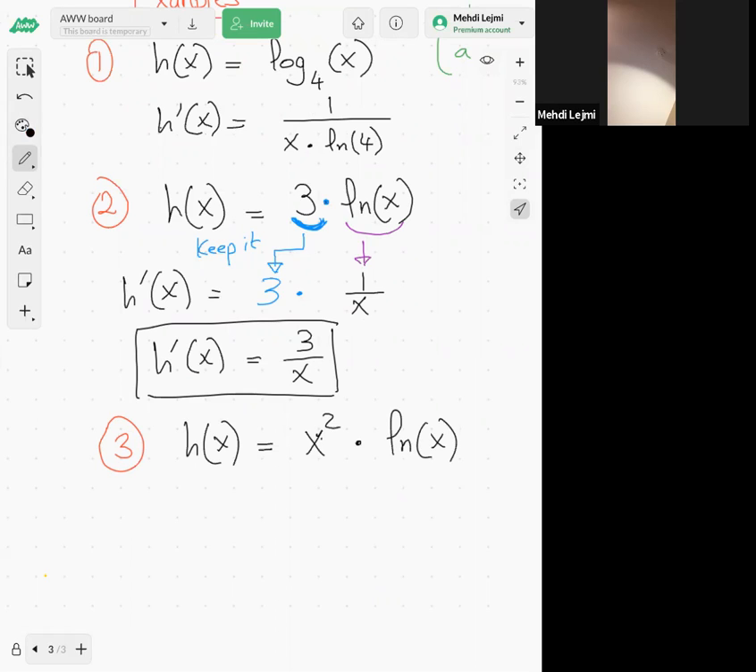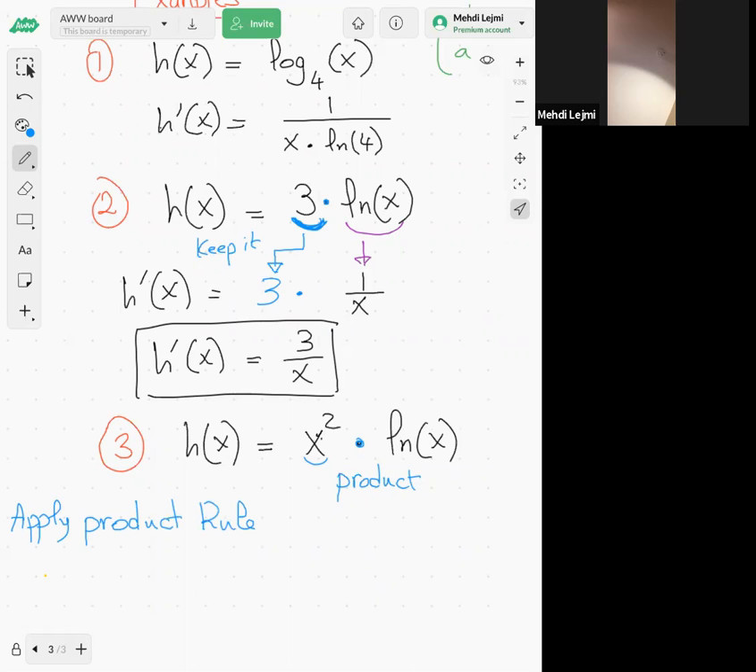Okay, so now we have a product, but the first function is not a constant, right? The first function is x squared. So this is a product, and the first function is not a constant. It's x squared. So then we have to apply the product rule.